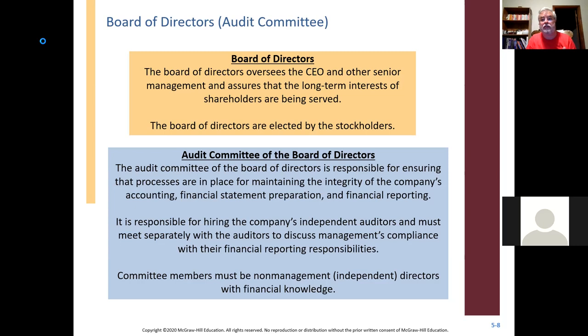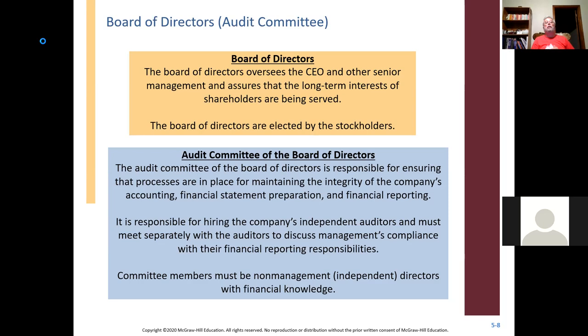And also, when it comes to the audit committee members, as you can see, besides the fact that they are not members of management, in other words, they're not going to be the chief executive officer, the chief financial officer, the chief marketing officer, et cetera, the key is that these people have financial knowledge.